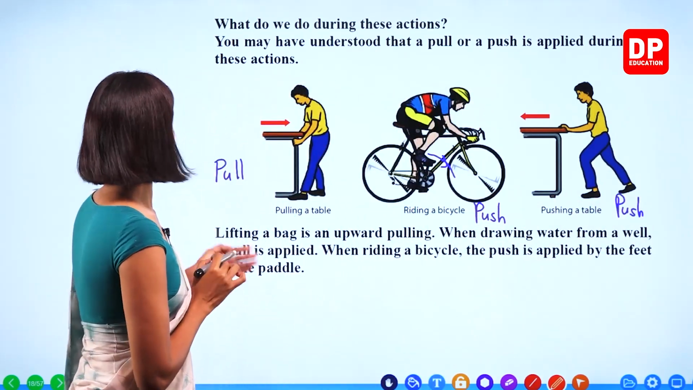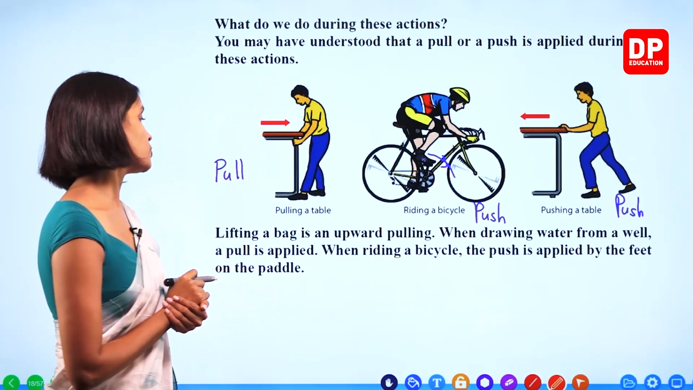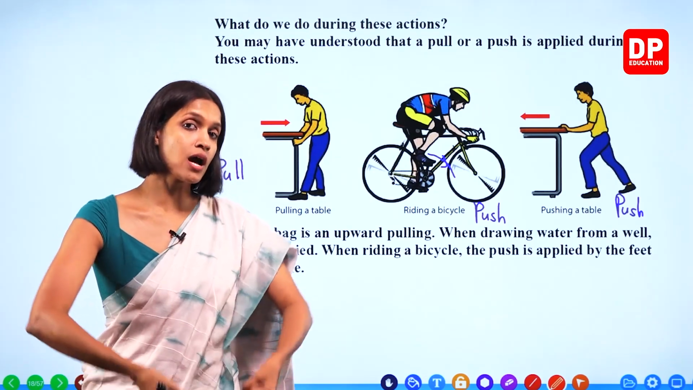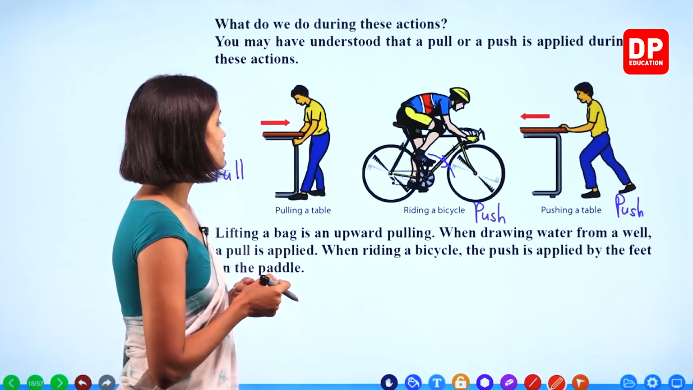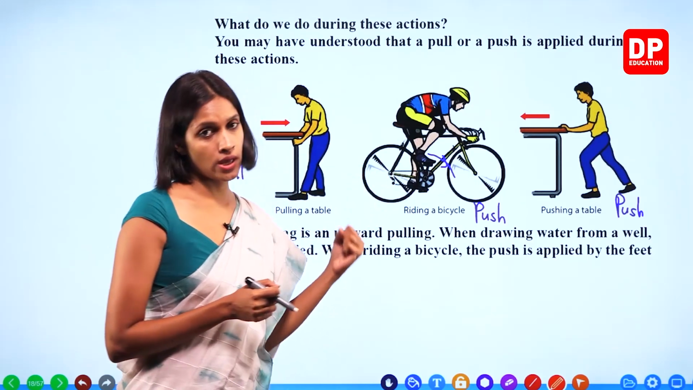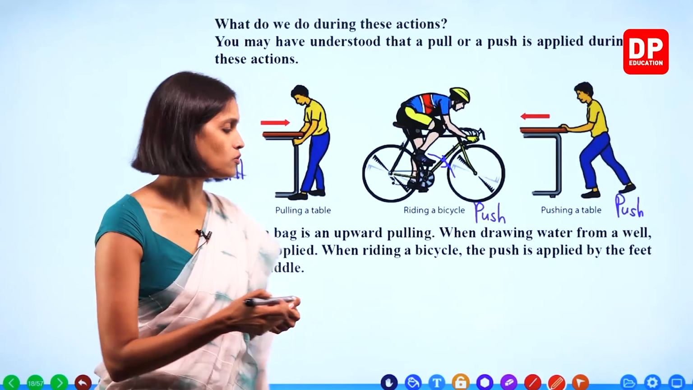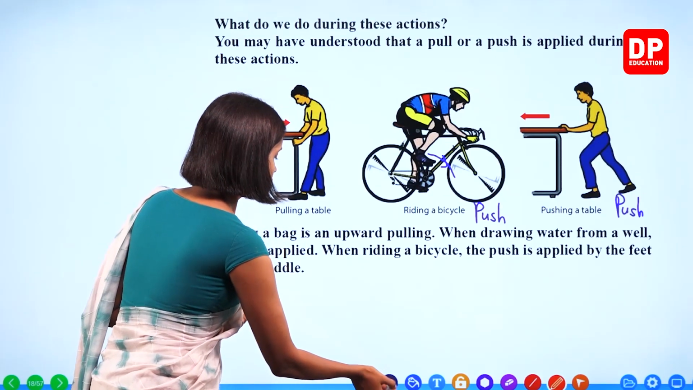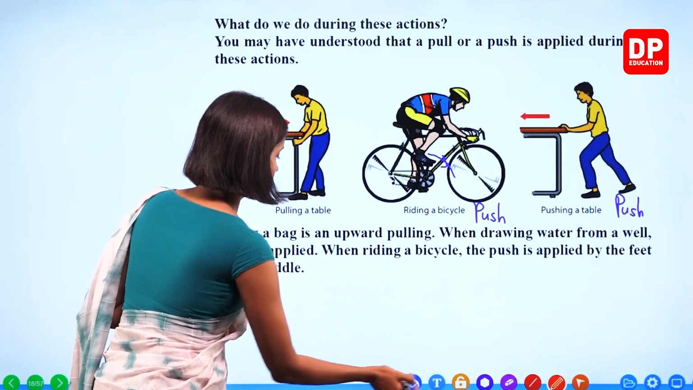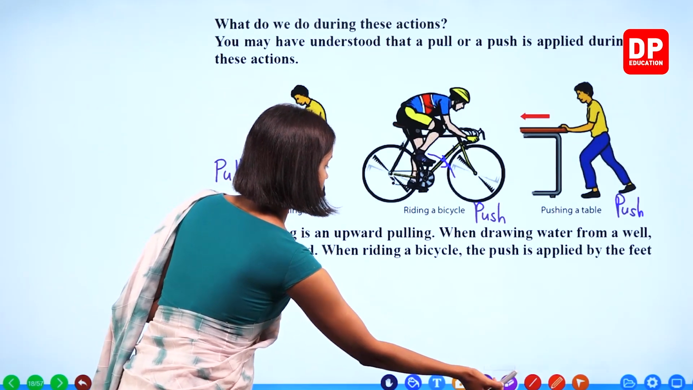Right, children? So lifting a bag is an upward pulling. When drawing water from a well, a pull is applied. How do you draw water from a well? Here we will draw a diagram for that.